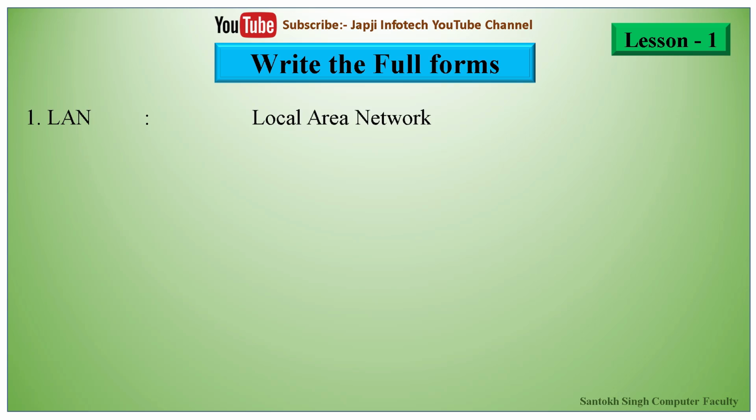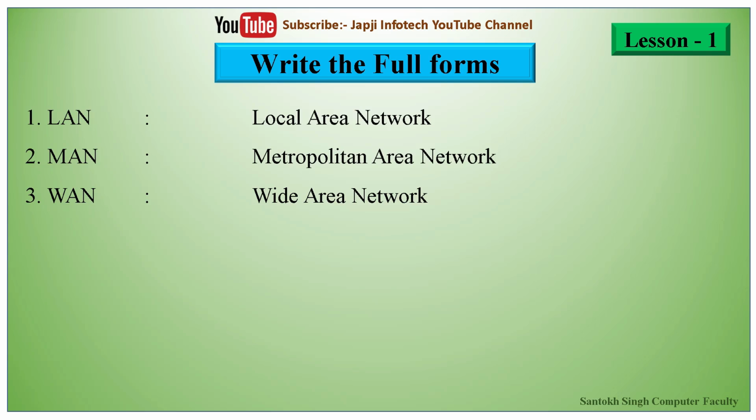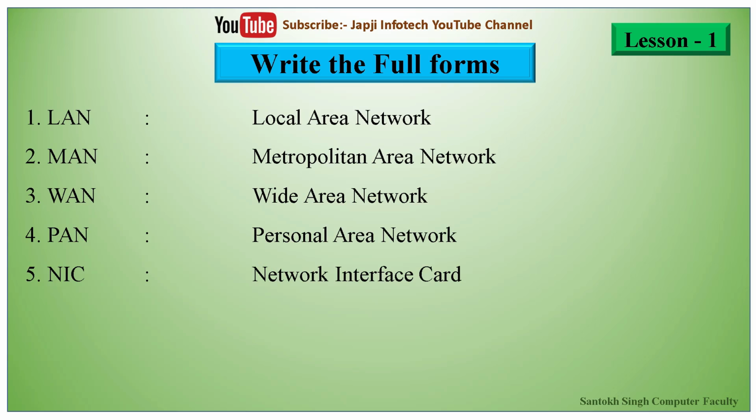Now we will learn about writing the full forms. The first one is LAN. LAN stands for local area network. The second one is MAN. MAN stands for metropolitan area network. The third one is WAN. WAN stands for wide area network. The fourth one is PAN. PAN stands for personal area network. And the fifth one is NIC. NIC stands for network interface card.